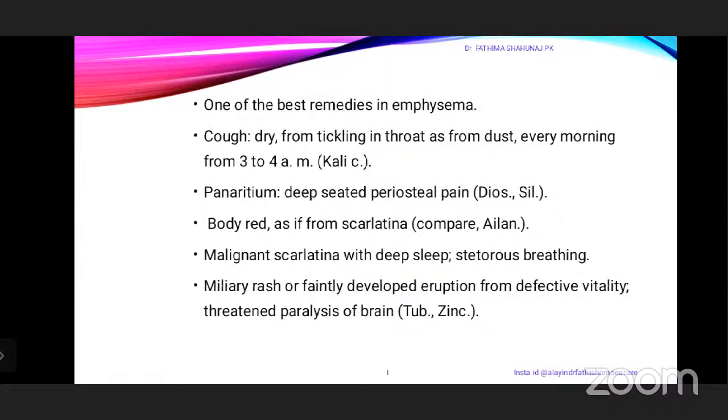So, one of the best remedies in emphysema: cough is dry, tingling throat as from dust every morning from 3 to 4 a.m. Then deep-seated periosteal pain will be seen in Diosporia and Silicea. So 3 to 4 a.m. aggravation. Now this symptom is mainly compared with Calcarea carbonica, where the asthma will be aggravated, worse from 2 a.m. to 4 a.m., and the asthma is relieved when sitting up, bending forward, or by rocking.